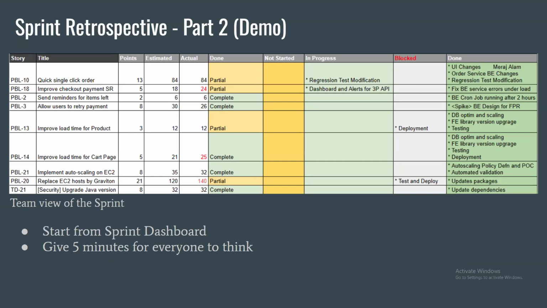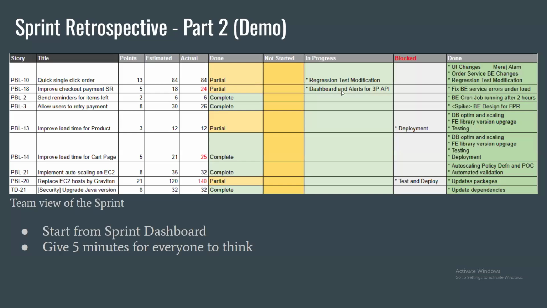So the team needs more details. This is the sprint board that we had, and these are all the tasks that are there. We had broken down these stories into tasks. These tasks you can see are done, but this one is in progress, like regression, the test modification, this was not completed. So that's why it is partial.